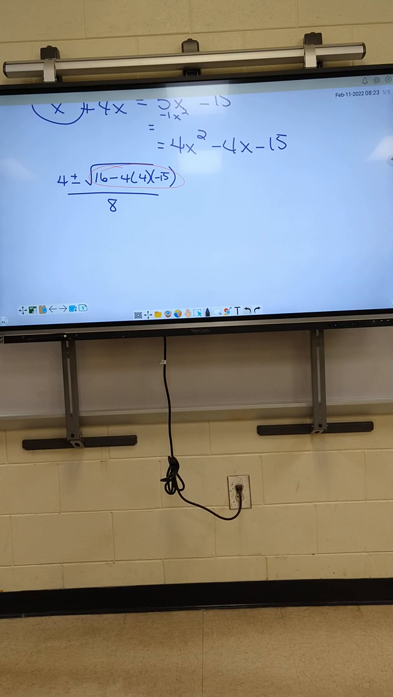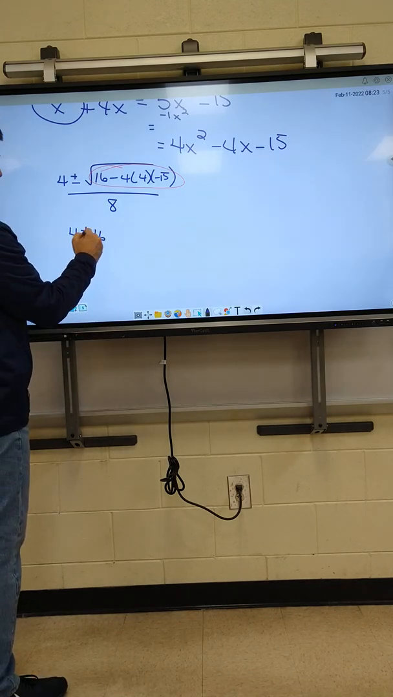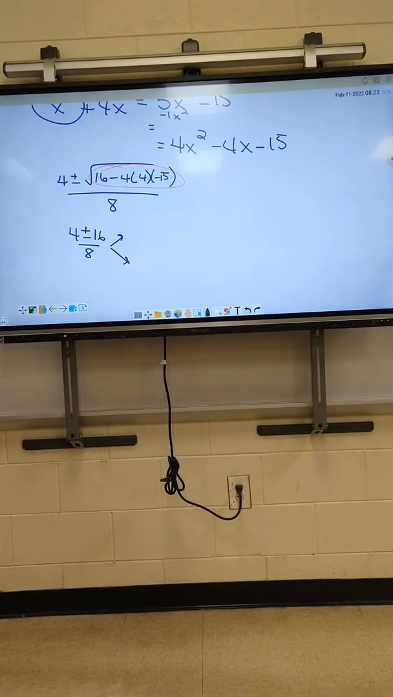All right, what number did y'all get inside the square root symbol? 256. All right, that turns into 16. So we got 4 plus or minus 16 over 8. Go from there and find both answers.